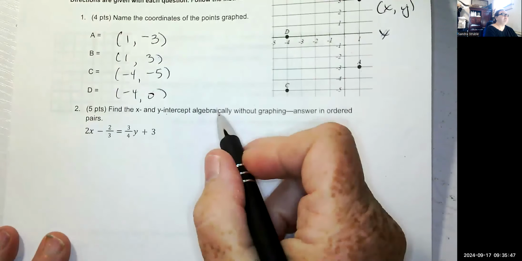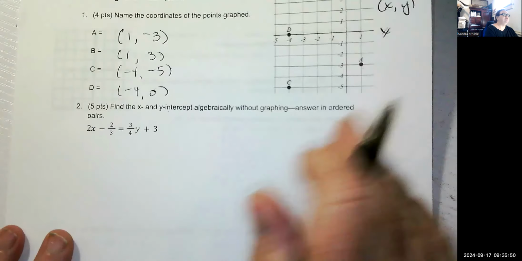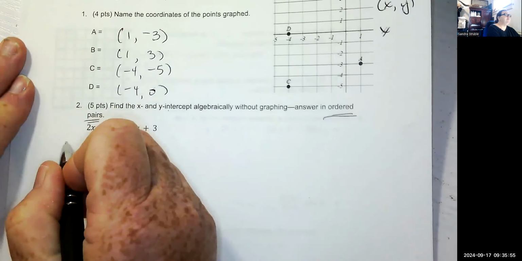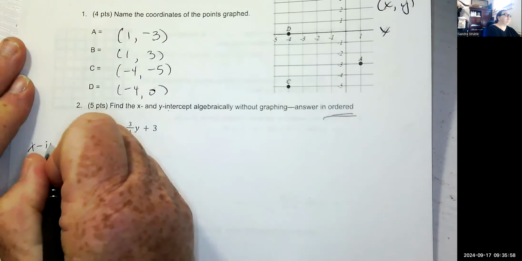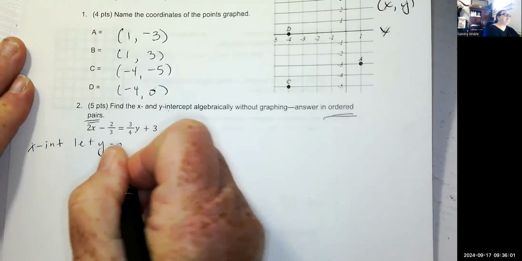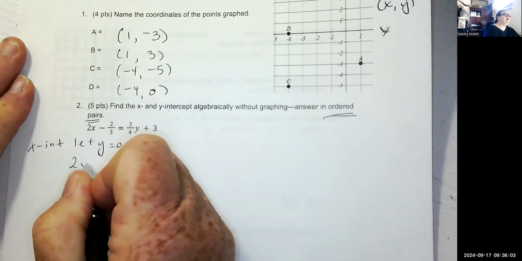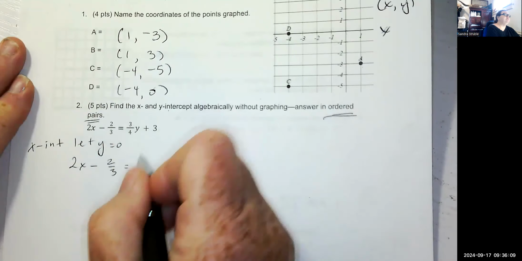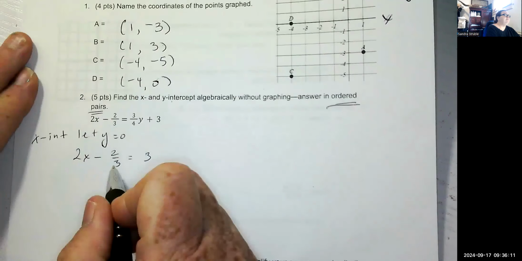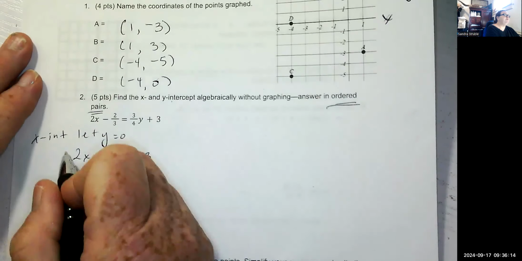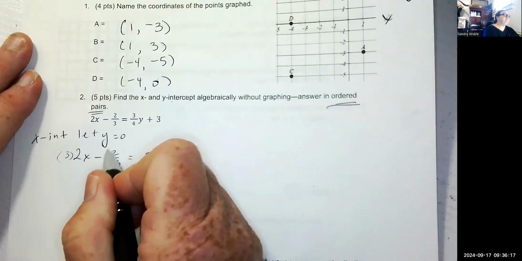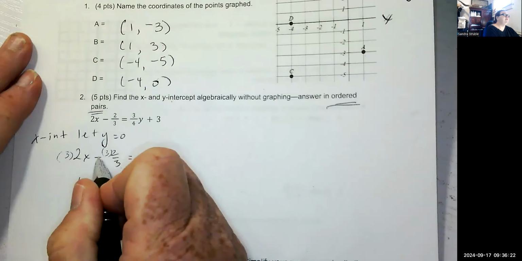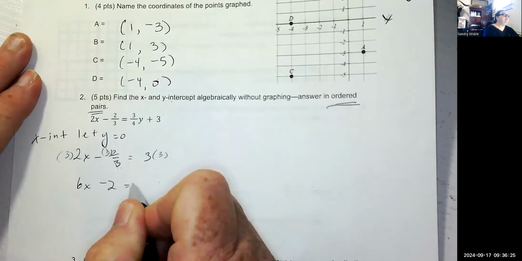Find the x and y intercepts algebraically without graphing. Insert in ordered pairs. So this is important to make sure that you answer properly. To find the x-intercept, you let y equals 0 and solve for x. So 2x minus 2/3 is equal to, this is going away, 3/4 times 0 is 0, is equal to 3. I can get rid of the fraction for 3 by multiplying every term by 3. I like to get rid of fractions for students. 3 times 2 is 6x. 3's are gone, minus 2 equal to 9.